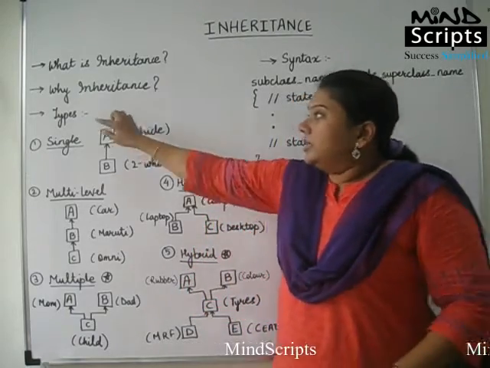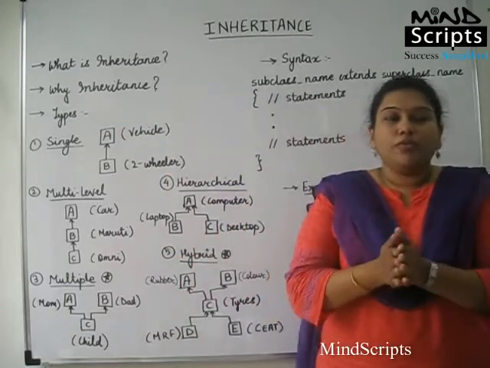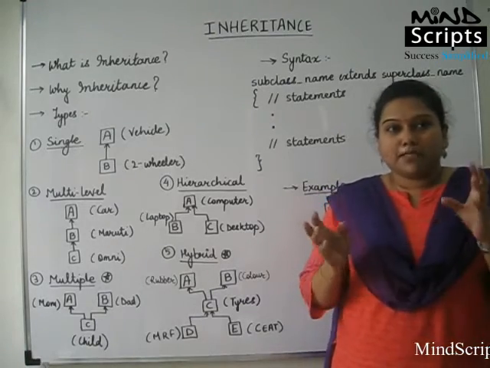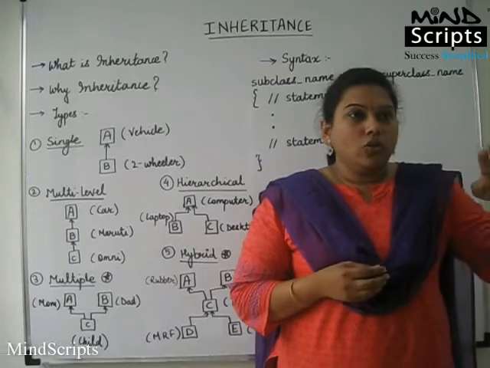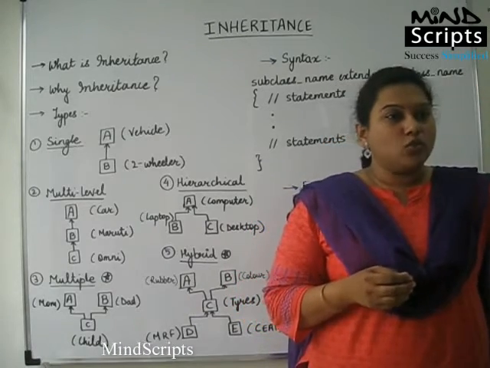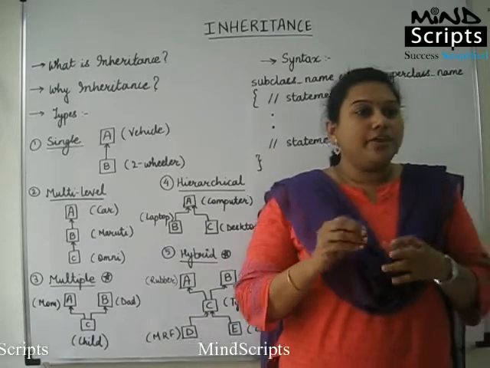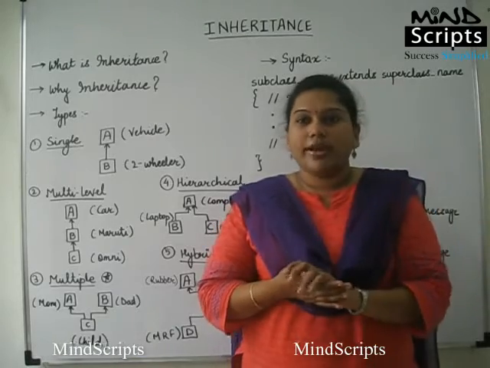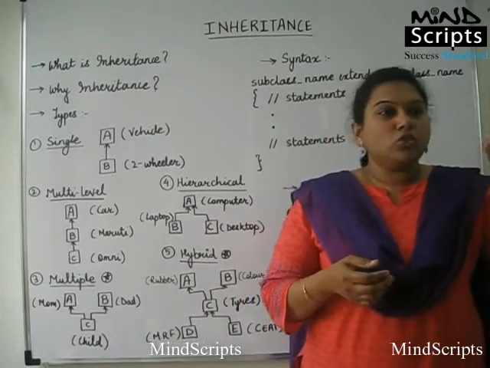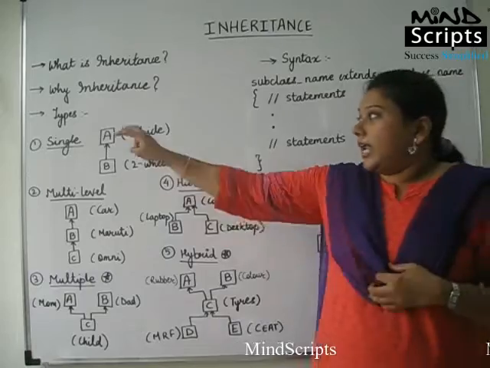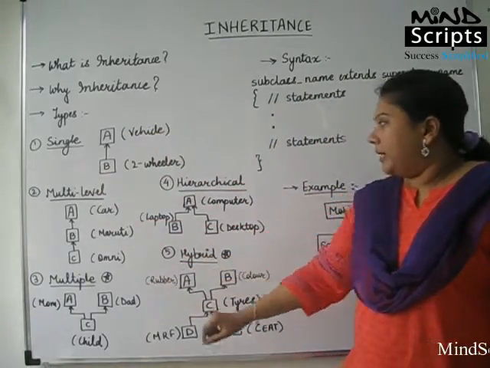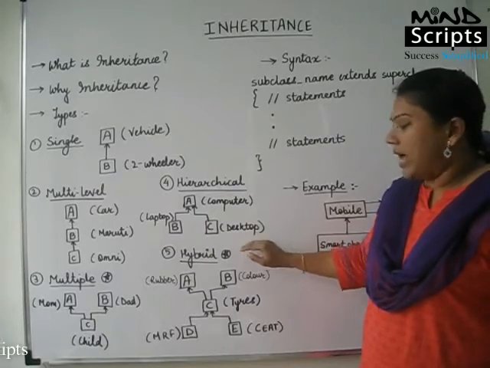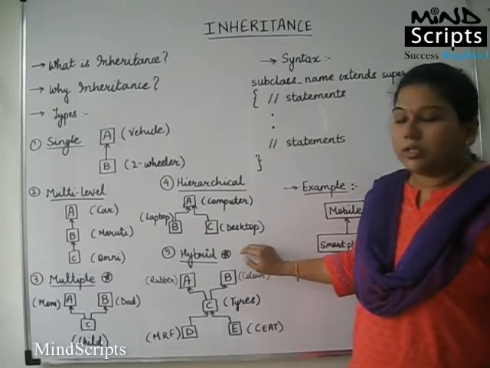Now, the next point is types. Which are the different types? If I am using an already existing class, the existing class is called the superclass and the class which is using the previous class is called the subclass. Based on types, inheritance is categorized as single inheritance, multi-level, multiple, hierarchical and hybrid inheritance. Now we will discuss them one by one.